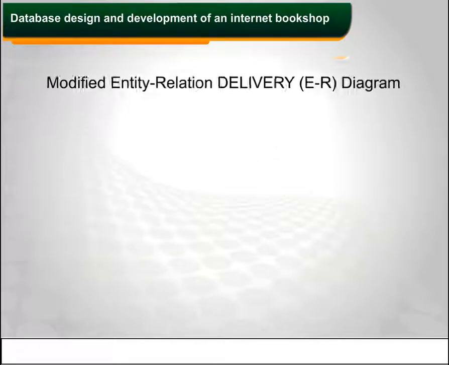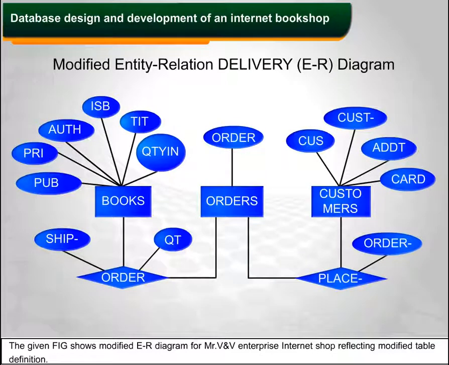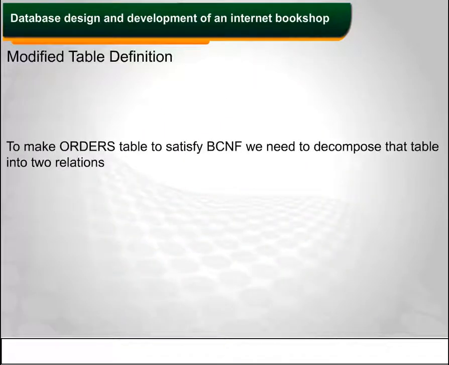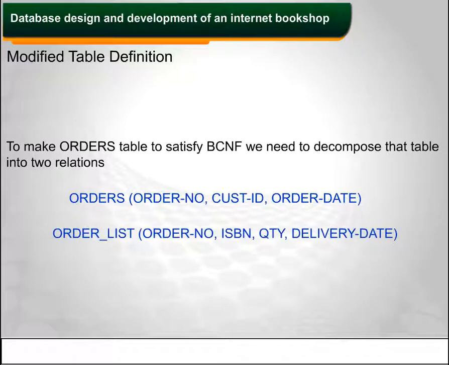Modified entity relation diagram. The given figure shows the modified ER diagram for Mr. V and V Enterprise Internet Shop reflecting the modified table definition. To make the orders table satisfy BCNF, we need to decompose that table into two relations: orders, with order number, CUST ID, order date; and order list, with order number, ISBN, quantity, delivery date.